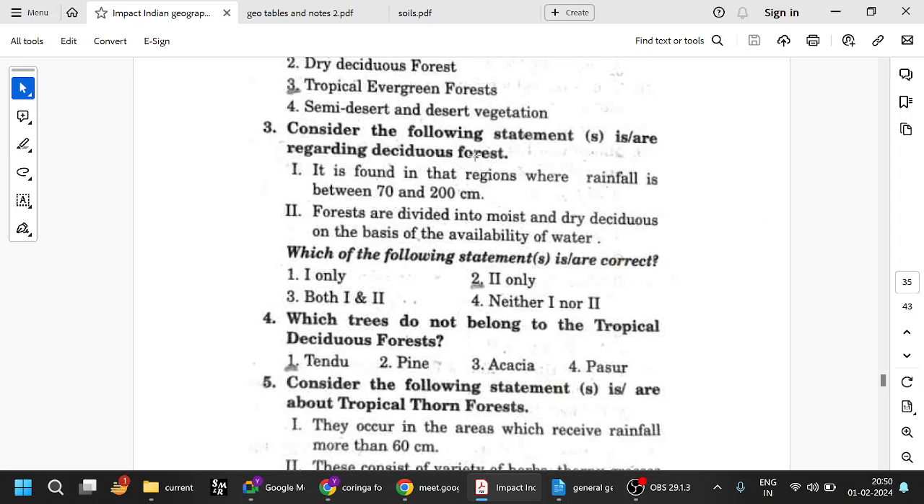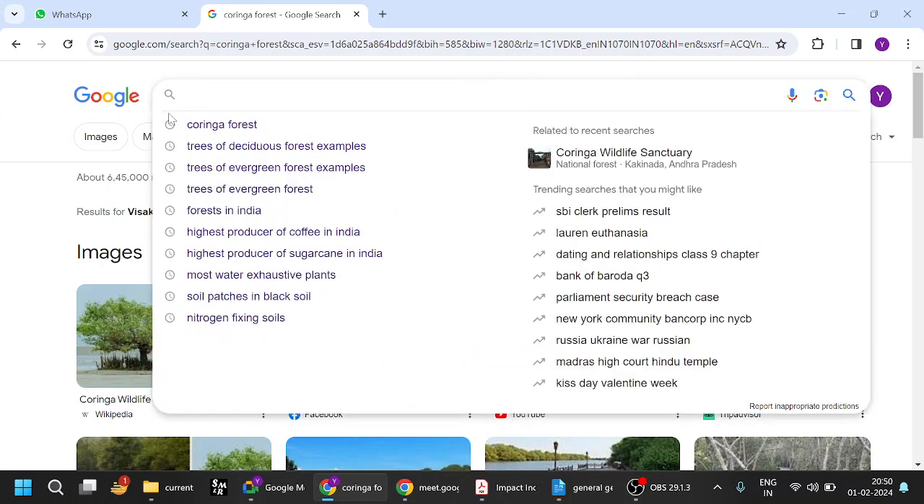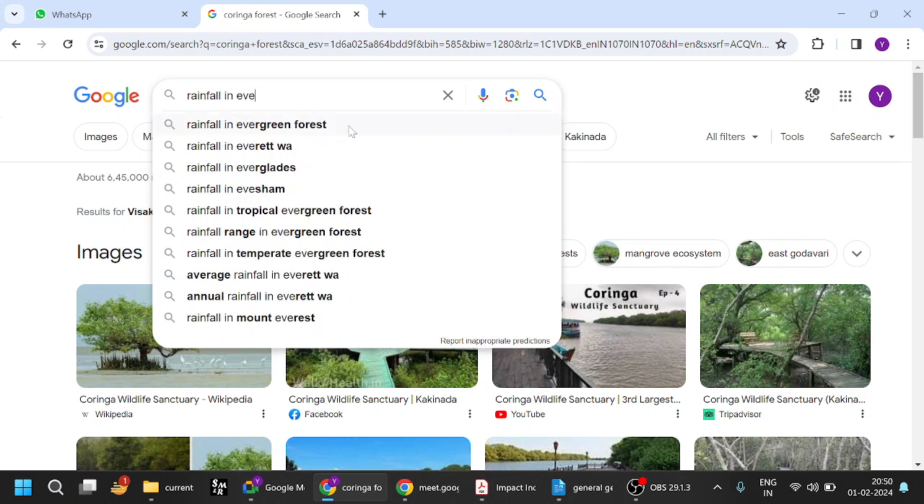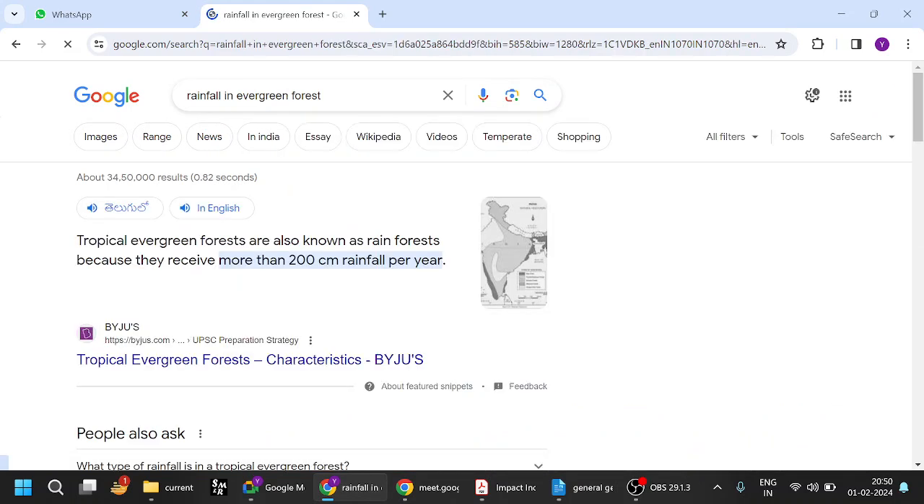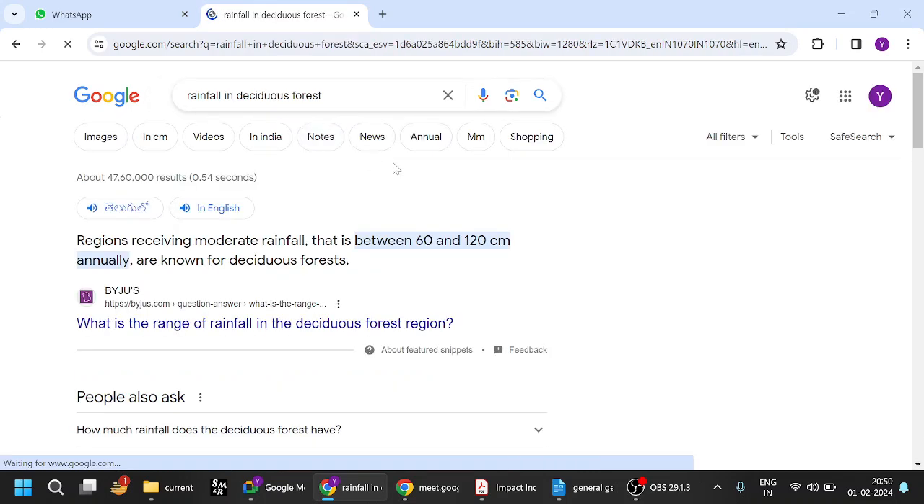When you say evergreen forests, the rainfall is usually more than 200, 250. Because of the rainfall only, you are having such a thick forest cover. Deciduous is 70 to 200. Remember that. Let us see the rainfall. It is 100 to 200 if I'm not wrong. Rainfall in evergreen forest will be above 200. If it is more than 200 rainfall, then you will get evergreen type of forests, and 100 to 200 will be deciduous. Try to remember that.